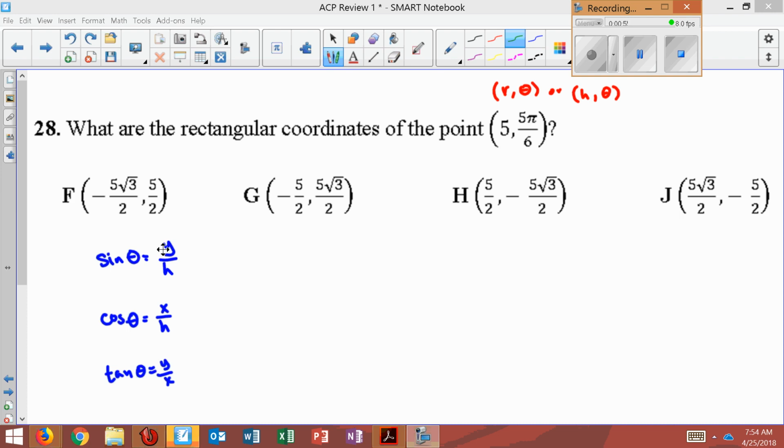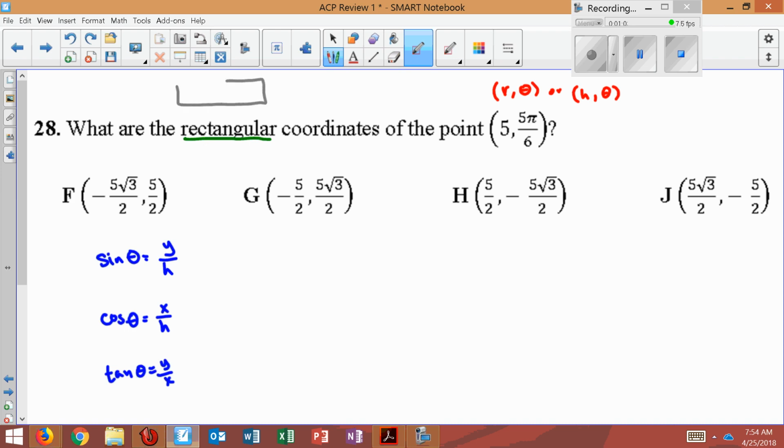If we want to get rectangular coordinates, what rectangular coordinates refer to are the x and y values. A rectangle has a length and a width, but in pre-cal we don't call them that anymore. We call them x and y. So rectangular just means change it to an x and y value. To convert an r and theta, or an h and theta, we get y by itself by multiplying both sides by h. So y is equal to h sine theta, or x is equal to h cosine theta.